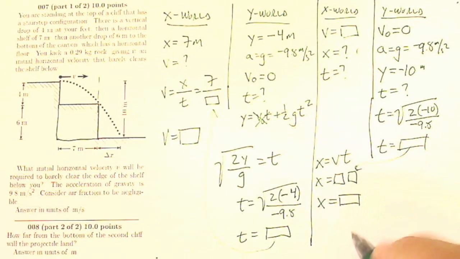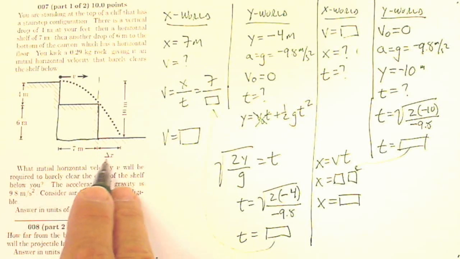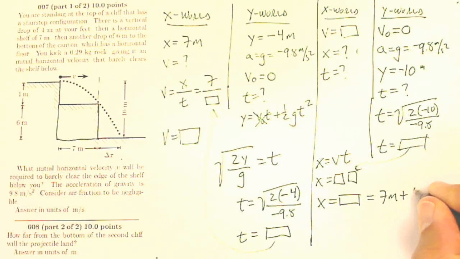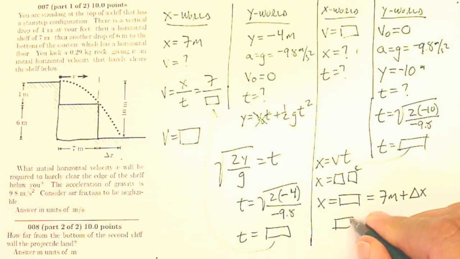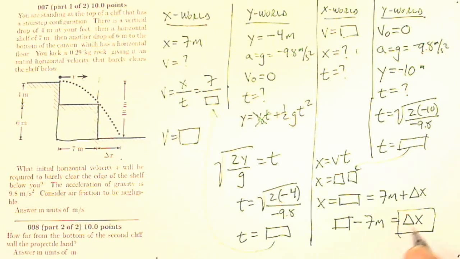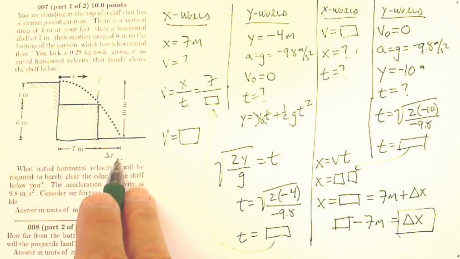But don't plug that in as your answer, because that is, in my case, 7 meters plus delta x. So that equals 7 meters plus my delta x. If I want only delta x, then I've got to take whatever that was minus 7 meters to get just the change. And that's what I'm looking for. So be careful not to plug in this whole distance, because that's this whole distance. You want to subtract the 7 just to get this little delta.